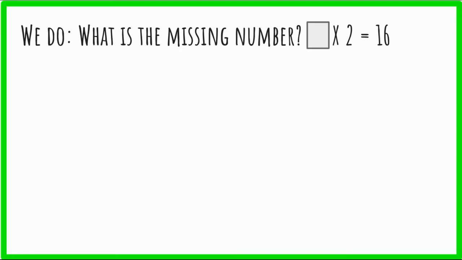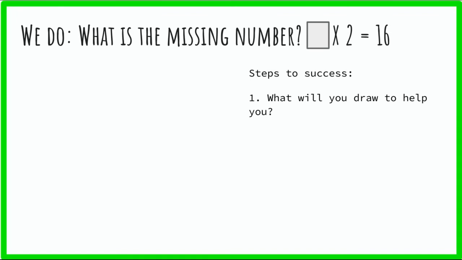Okay, this is what we're going to do together. And you're going to pause the video and talk to an adult or a sibling. What is the missing number? Something times 2 equals 16. What will you draw to help you? That's right, an array.